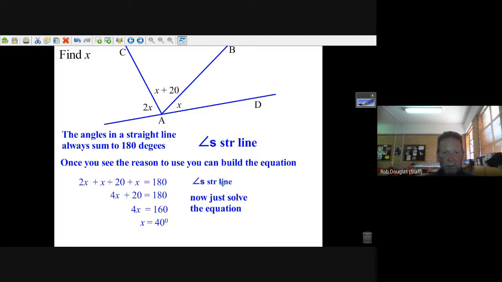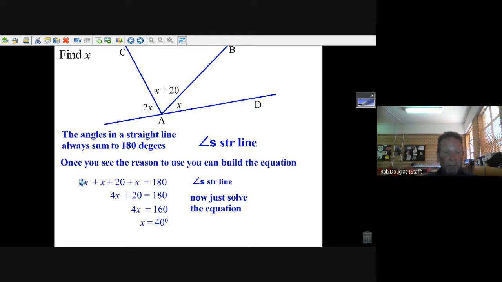We're going to use angles in a straight line, just like we did with the last example, the angles in a triangle. We just add them up. We go 2x plus x plus 20, there's that angle, plus x. It all must add up to 180 degrees. Well, we can do this first thing because it's a property of geometry that the angles in a straight line sum to 180. Now we do algebra.